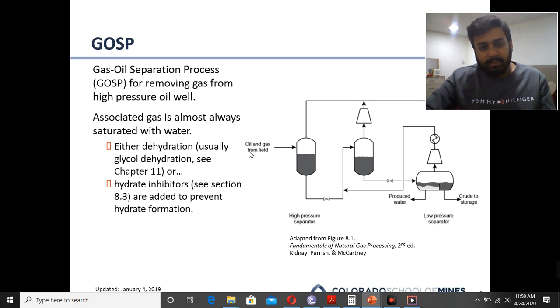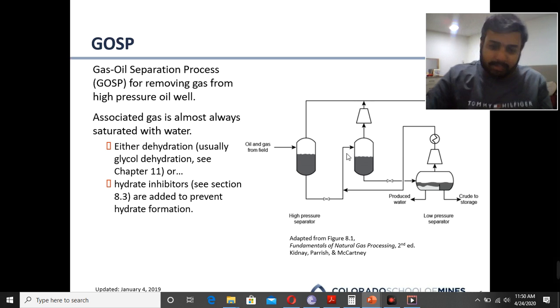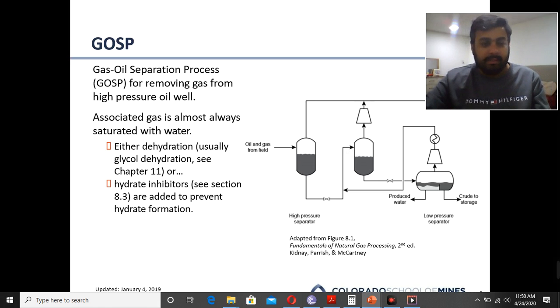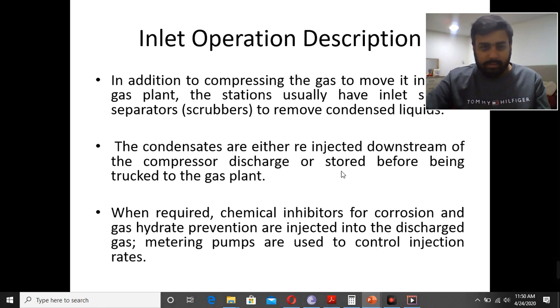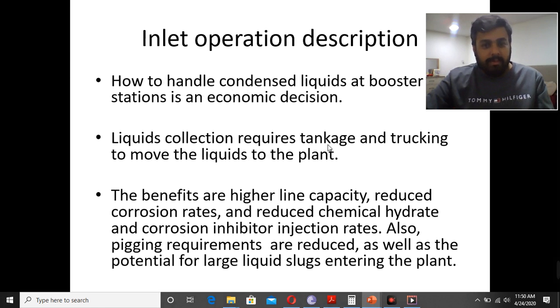So oil and gas from the field, the well I showed you actually, goes through the separator. Okay, one separator, two separator. Now this depends on how many separators you need. It depends on the pressure, temperature, and the level of separation or level of product you need. So these are the gas oil separation processes that we do. We have one separator, two separator, and then we have the low pressure separator.